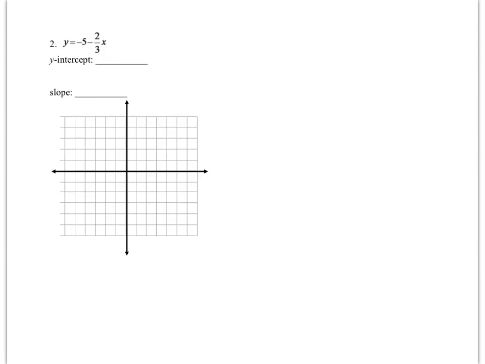All right, so now this one, the y-intercept is negative 5, or the ordered pair 0, negative 5, because that is the constant. And the slope is the coefficient of x, and notice it has a minus sign in front of it, so it's negative 2/3 x. So, negative 2/3. Let's take a second and think about negative 2/3.